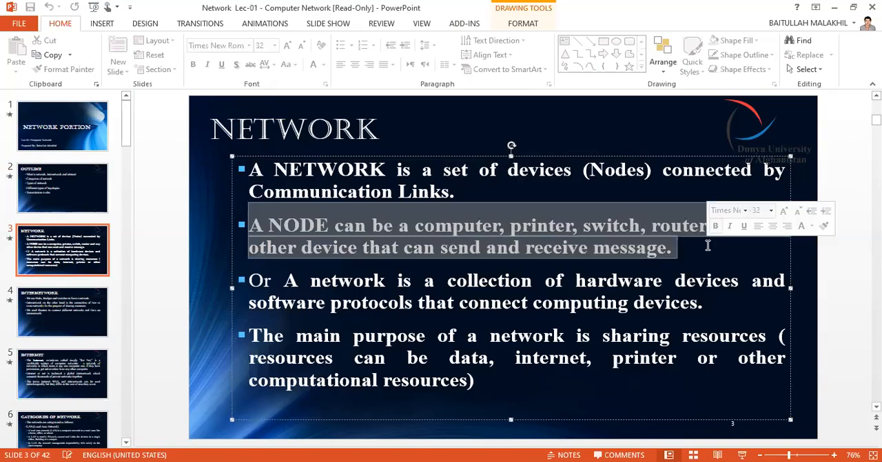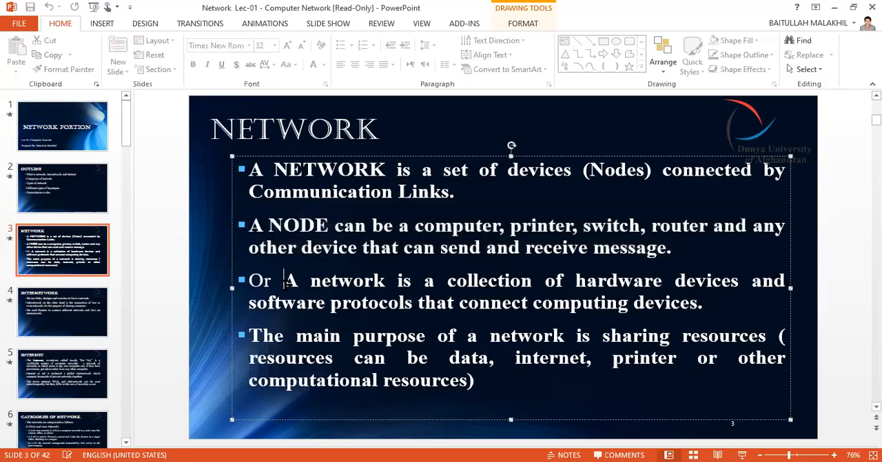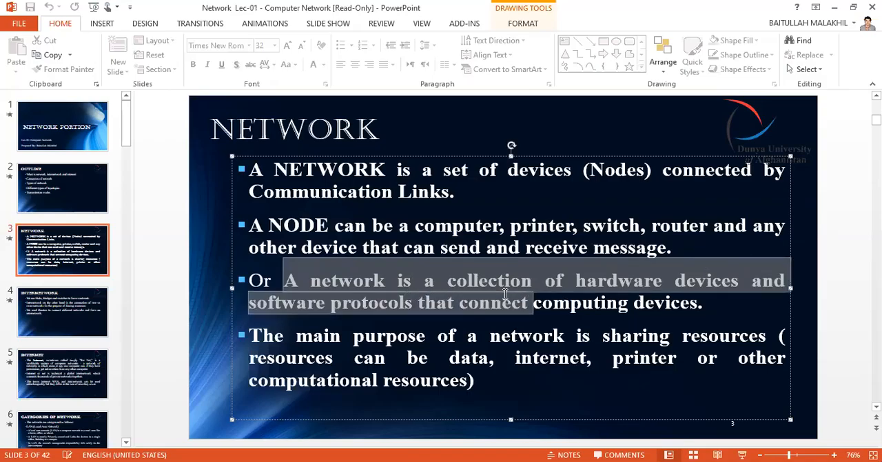So we can say the connection of two or more than two computers is called a network. Or we can say that network is the connection of devices connected by communication links, means connected by cables, or maybe it's wireless. And there is another definition for the network: a network is a collection of hardware devices and software protocols that connect computing devices.